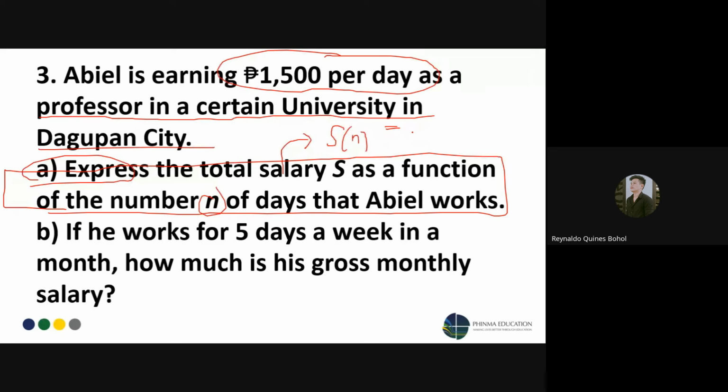Okay, Giancarlo got the correct answer, 1,500. Very good. Giancarlo Villasana got the correct answer.